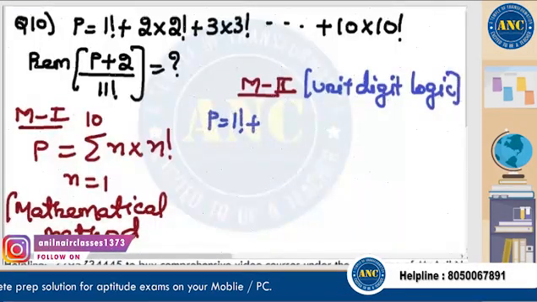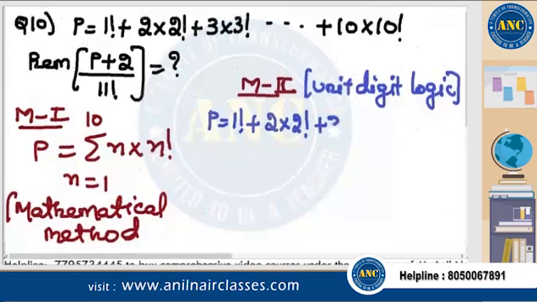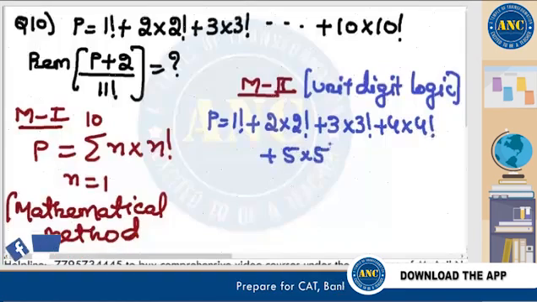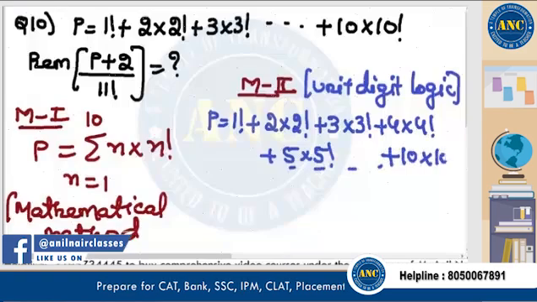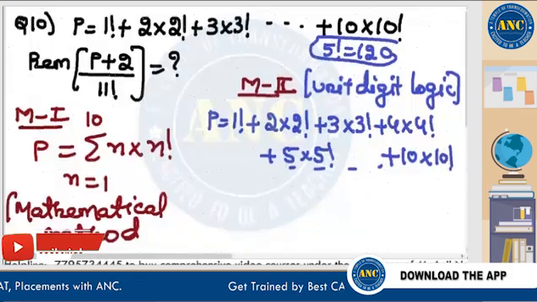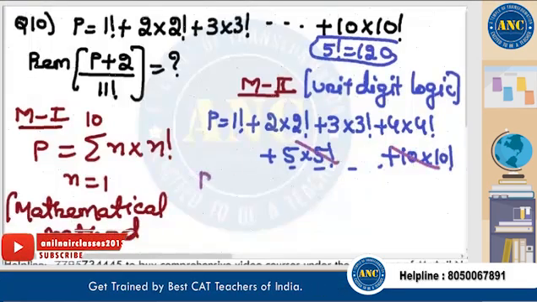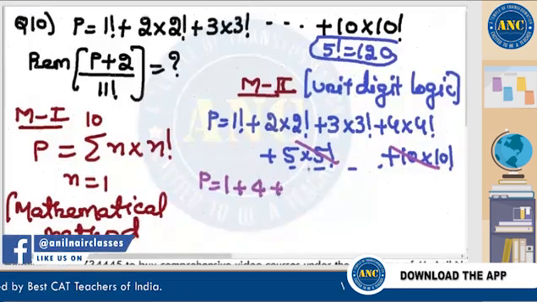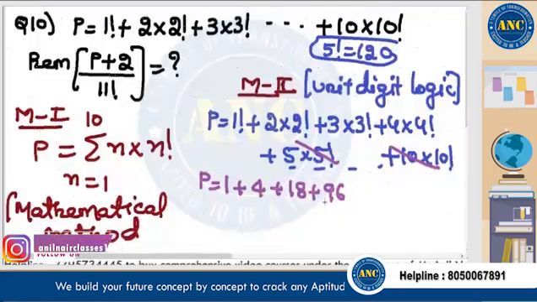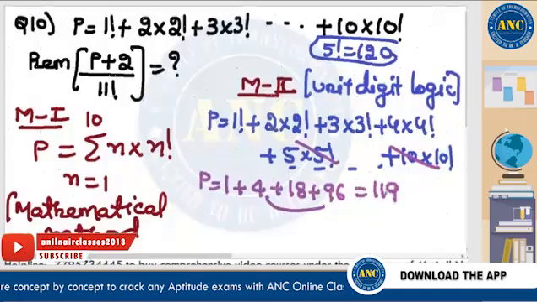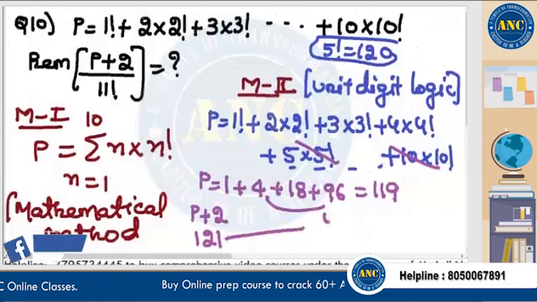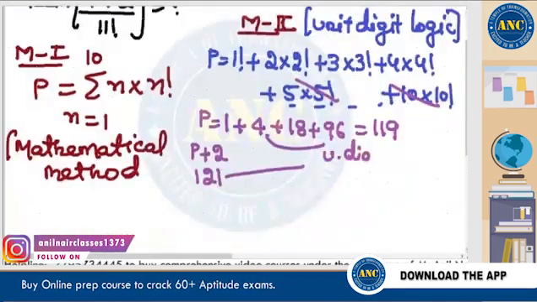P is nothing but 1 factorial plus 2 into 2 factorial plus 3 into 3 factorial plus 4 into 4 factorial, 5 into 5 factorial. From here onwards, 5 factorial is 120, unit digit will be 0. So all these cancel out. It is nothing but 1, 2 2s are 4, 3 6s are 18, 24 4s are 96, which is nothing but 100, 119. Question is P plus 2, which is nothing but 121. 121 unit digit is 1.